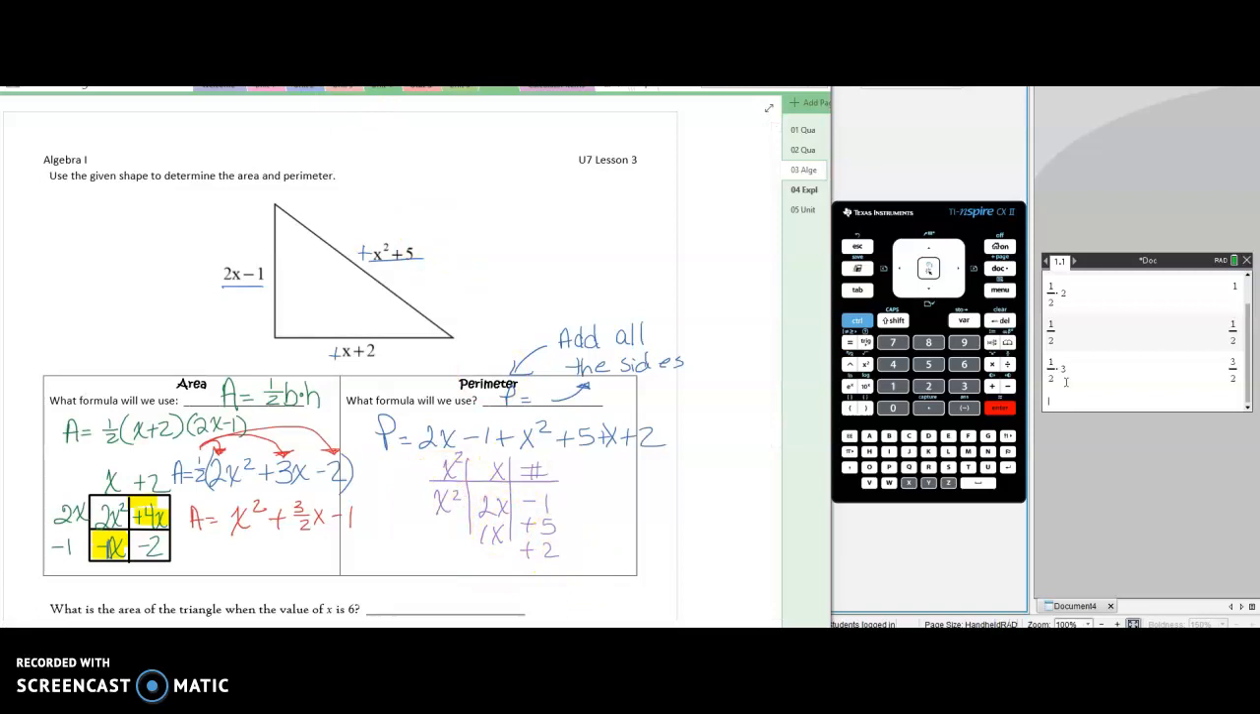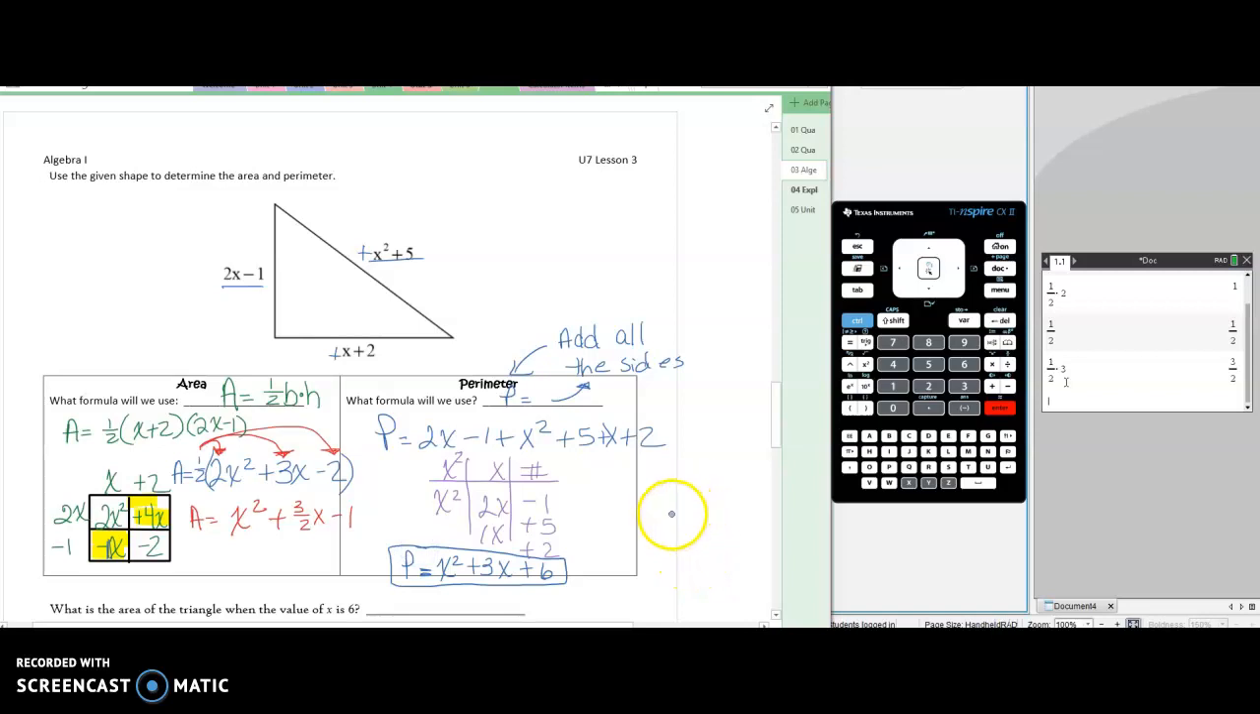Now I have everything I can add up, right? I don't have anything to add to the x squared, so I'm just going to put x squared. Okay, I have 2 plus 1. That is a positive 3, so plus 3x. All right, and then I have 5 plus 2 is 7, minus 1 is 6. So in terms of x, my perimeter of that triangle is x squared plus 3x plus 6.